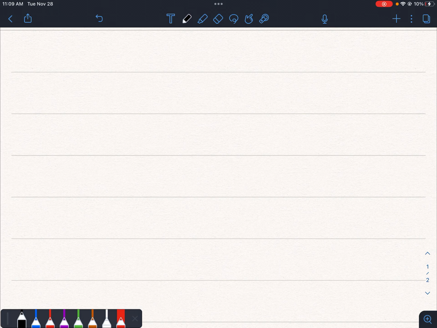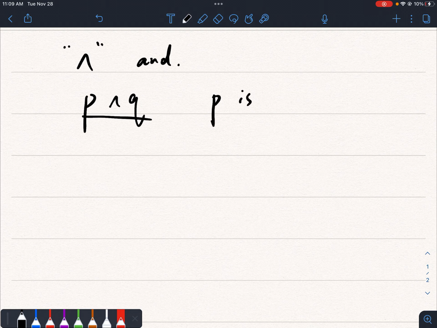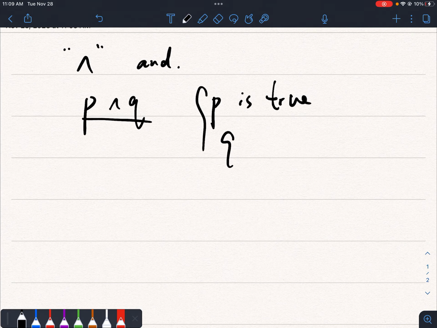So first we have the logic "and". Whenever we say P and Q is true, what we mean is that P is true and Q is true at the same time. Okay? We say P and Q is true.